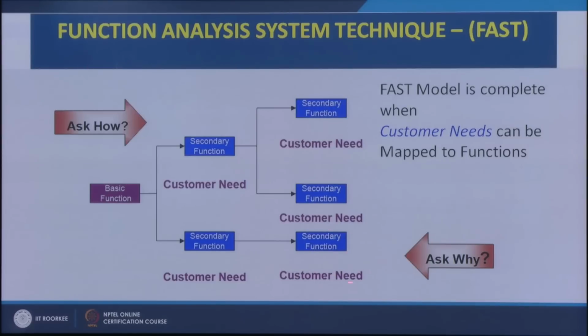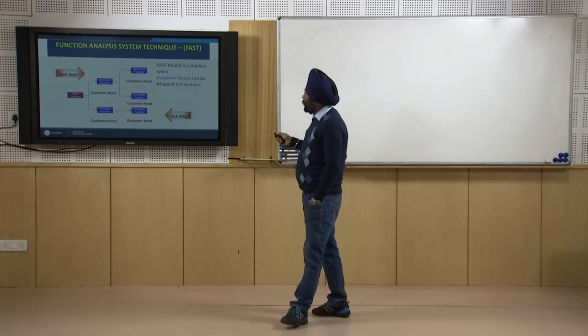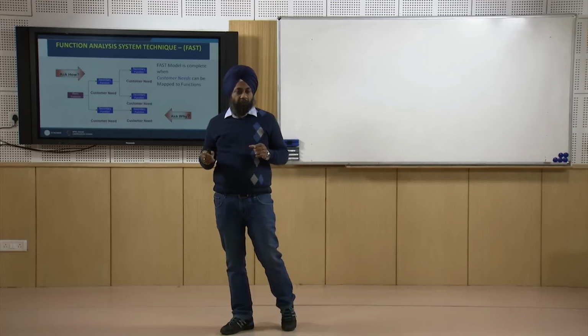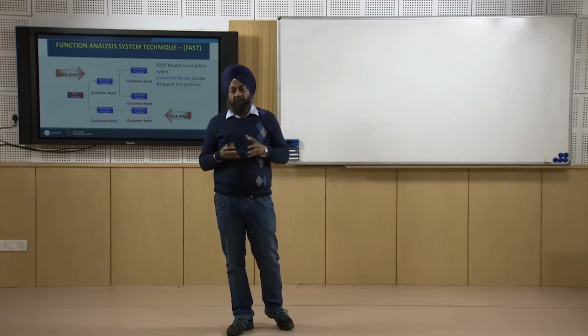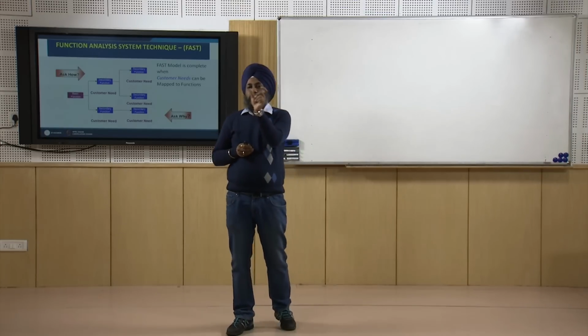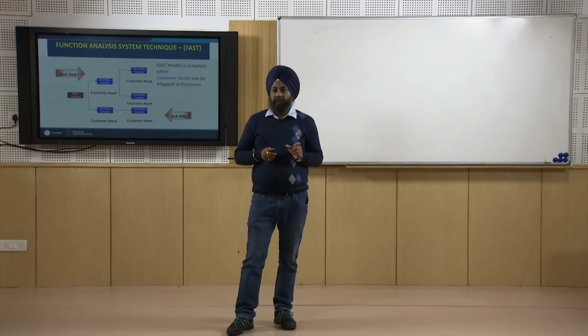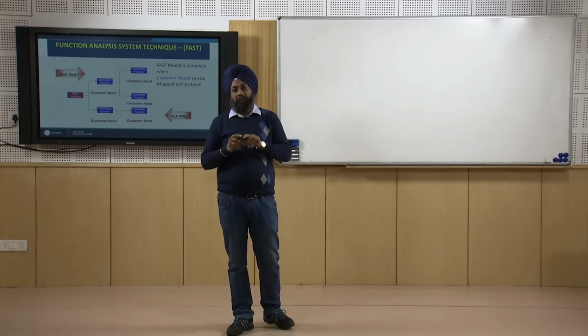This is again how and why type of questions. When the customer needs are satisfied by the functions that the product is providing, it means the product is going to be successful. So the FAST model is complete when the customer needs can be mapped to the functions. Maybe it can be an assignment for you to draw a FAST diagram for a washing machine. Somewhere in between you will see a function, wash clothes. Wash clothes is a requirement of the customer, and if it is getting satisfied, it means that the overall representation of the functions on the FAST diagram is successful.